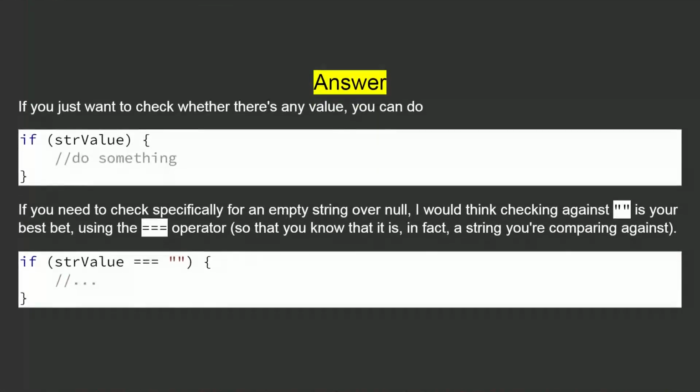If you just want to check whether there's any value, you can do if string value do something. If you need to check specifically for an empty string over null, I would think checking against a blank string is your best bet, using the equals operator, so that you know that it is, in fact, a string you're comparing against. Example.